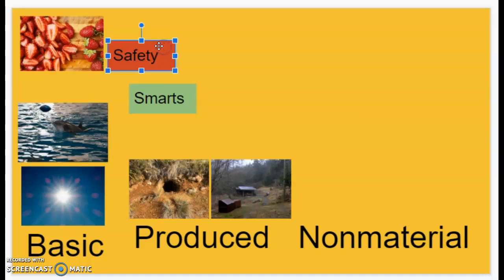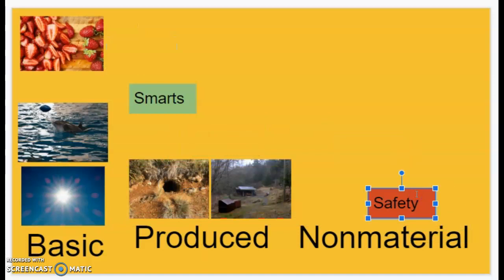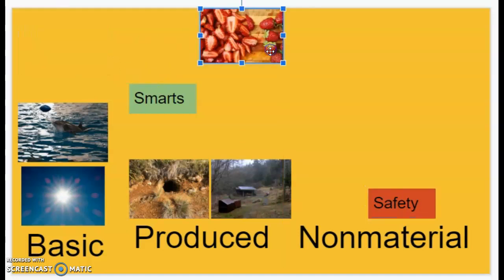All right, now let's talk about safety. Safety isn't really a basic need. I can't just find safety lying around in the ground or in the sky. It's not really produced. No one really makes safety. It is a non-material need. It exists, it's real, but you can't touch it, you can't hold it. It is just there.